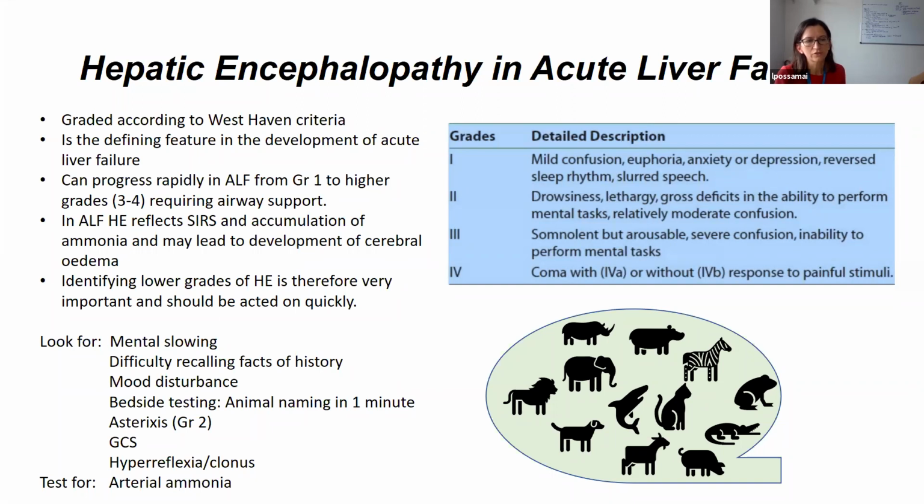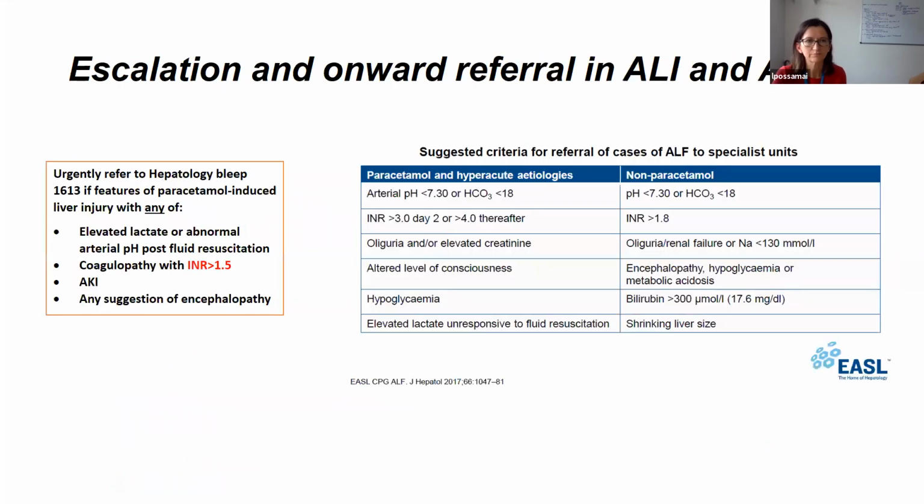Asterixis is obviously quite a good hard clinical finding. It tends only to occur in grade 2 or above, although it does vary from patient to patient, so it's definitely worth checking for. Also document the GCS and the presence or absence of hyperreflexia and clonus. You may also be asked to provide an arterial ammonia if you're speaking to a transplant centre, as it has important prognostic significance in encephalopathy, and an arterial ammonia above about 120 is an indication for filtration in these patients.